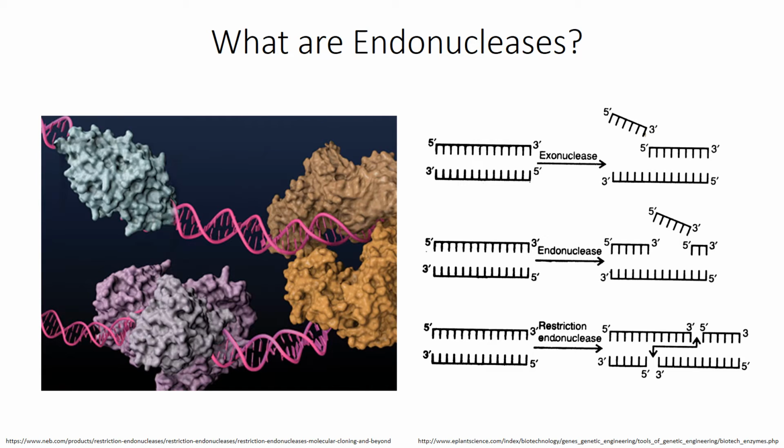Endonucleases can be contrasted with exonucleases. If we look over here on the right, we have some double-stranded DNA. Exonucleases break the bonds between nucleotides, chewing them off one at a time, removing them from the DNA strand. Endonucleases, on the other hand, break only the phosphodiester backbone at specific locations.